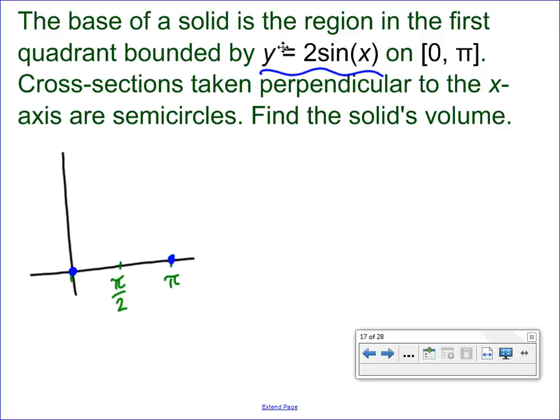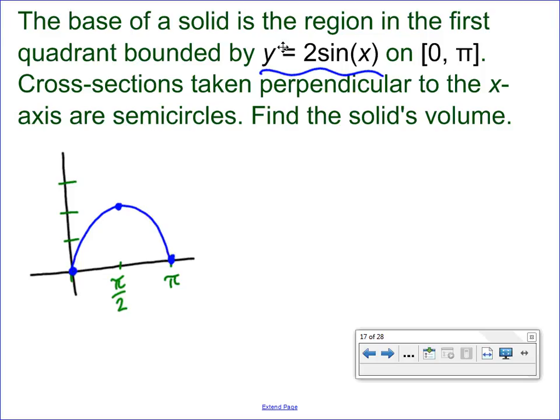At pi over 2, sine is equivalent to 1 times 2 is 2. So on the y-axis, I need to go up at least 2 tick marks. So at pi over 2, y equals 2 times sine of pi over 2, which is 2 times 1, which is 2. Is everybody getting this? We've got one arch here, the top part of an arch of my trigonometric graph.